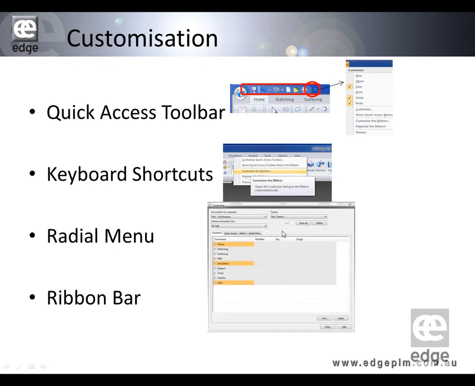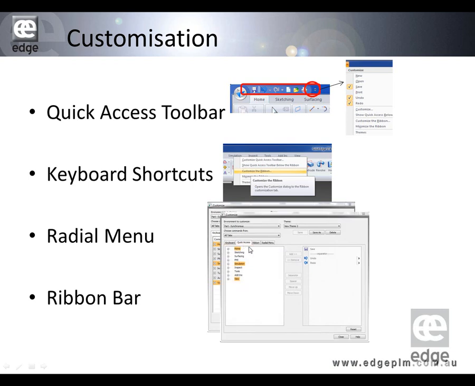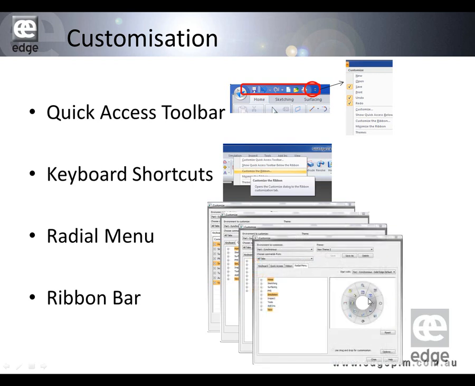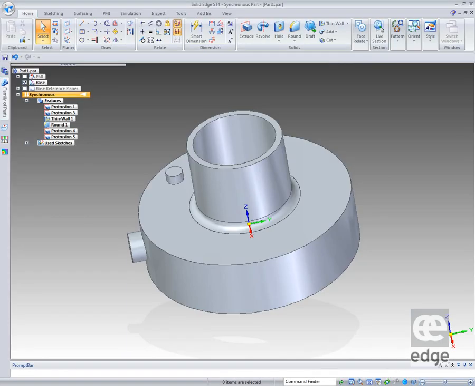As I see that, what will come up is the customize screen, and from here I can customize the keyboard, the quick access menu, the ribbon bar itself, the main ribbon bar, and finally the radial menu. So this is how we get to all of those. So let's just take a look at this within Solid Edge itself.